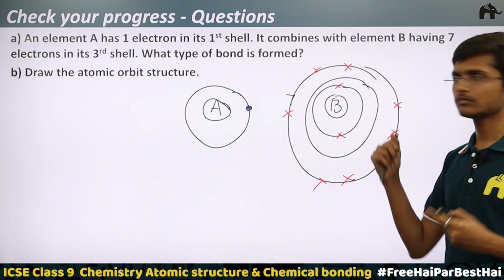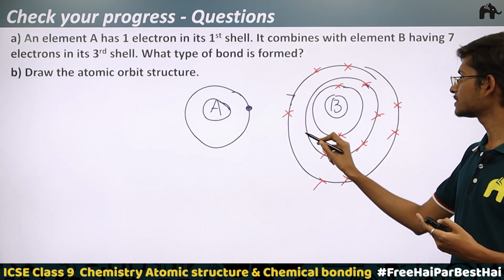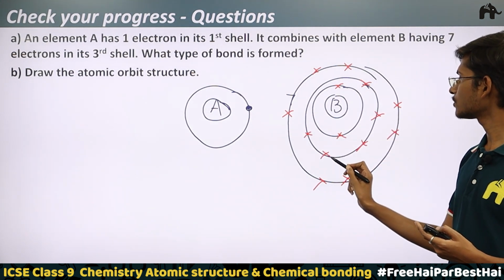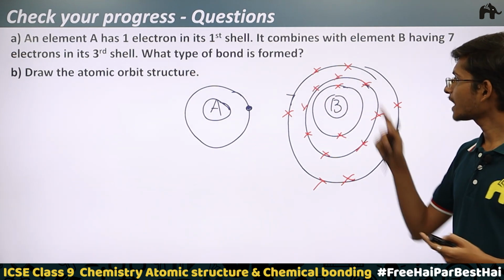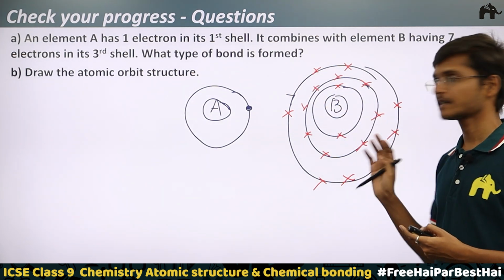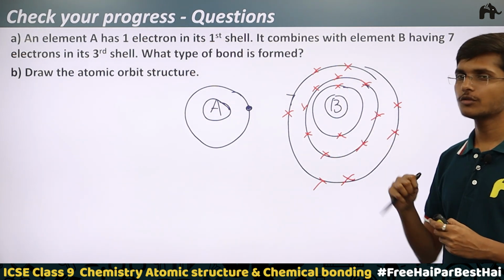So 2 is the maximum capacity of the first shell, 8 is the maximum capacity of the second shell. So 4, okay, 1, 2, 3, 4, 5, 6, 7, 8. And then the last shell has 7 electrons. So can you correlate what type of bond would be formed?